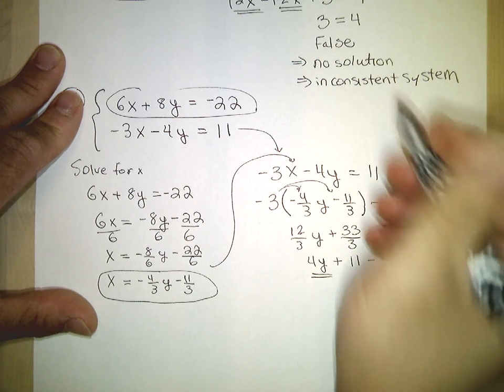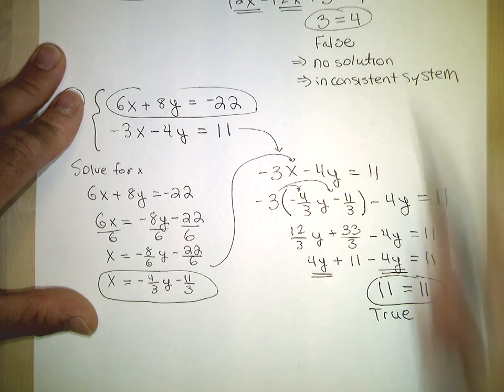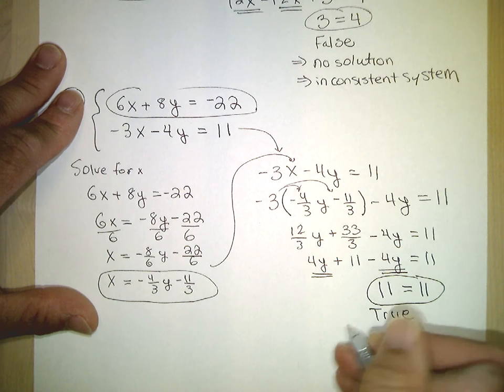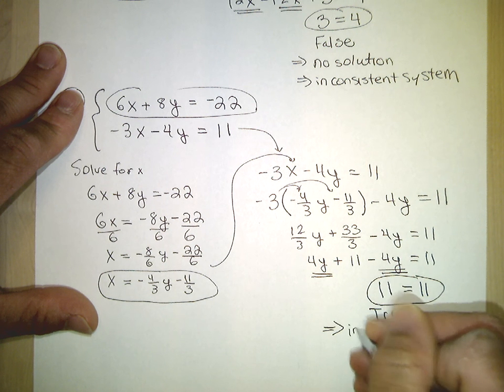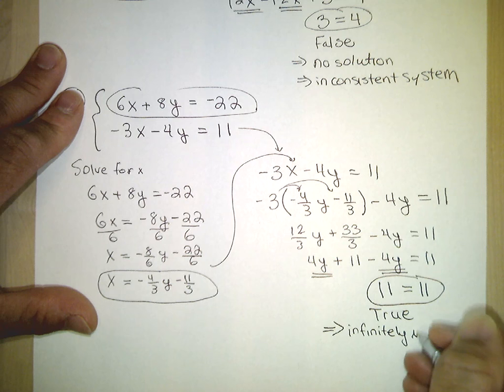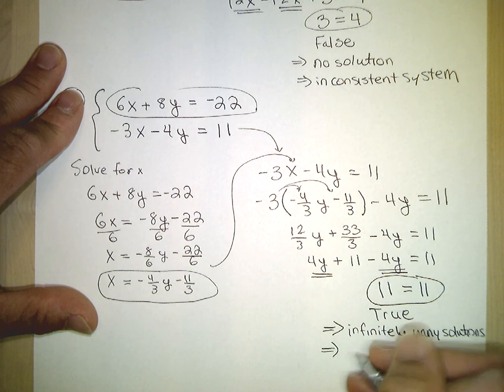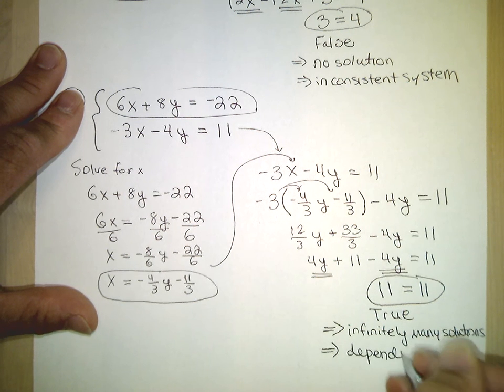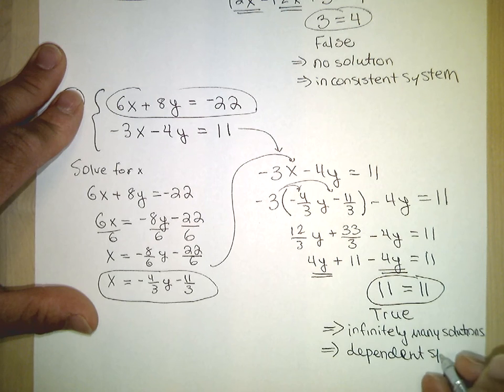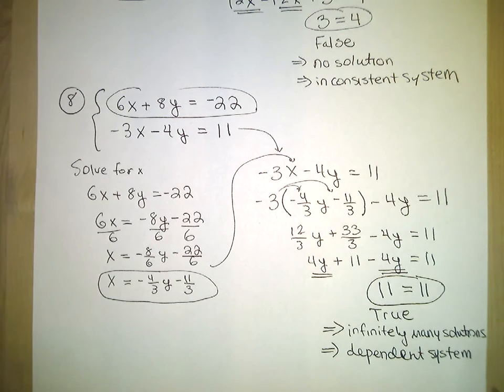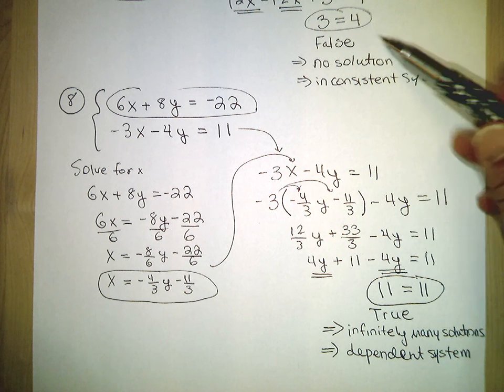So remember in the last problem we had something like 3 equals 4, which is false, but 11 equals 11 is true. So this means that there are infinitely many solutions, and that means that this is a dependent system. So if you get a true statement, then this will be a dependent system. Yes, dependent system. If you get a false statement, then this would be an inconsistent system, like in the last example.